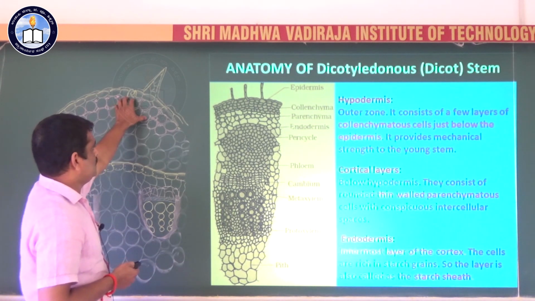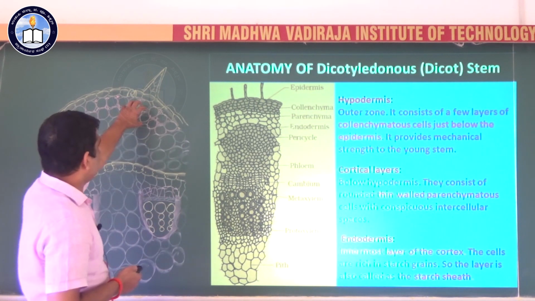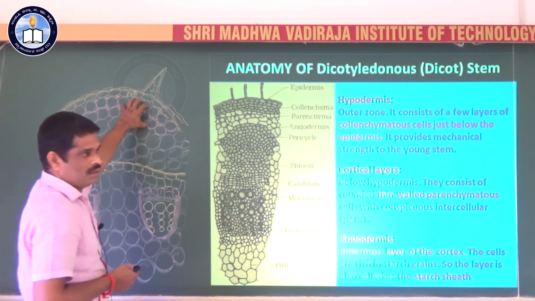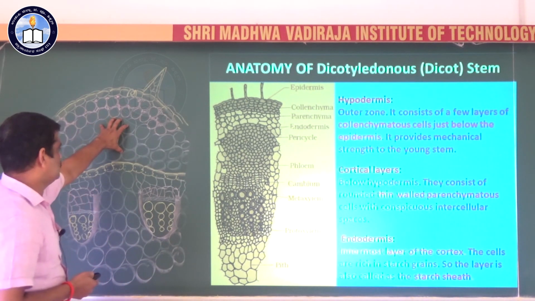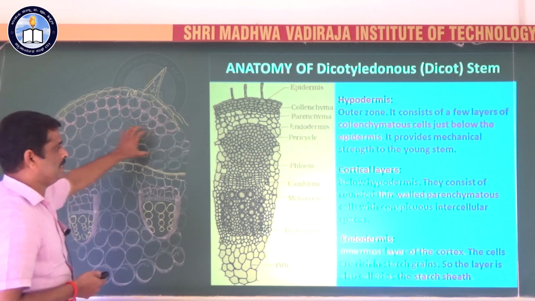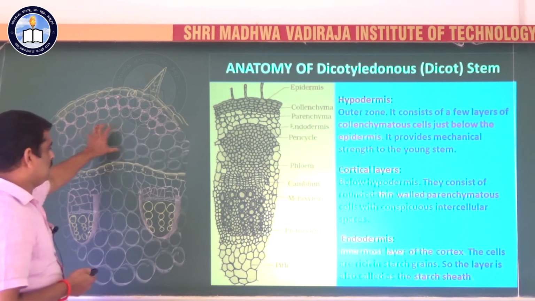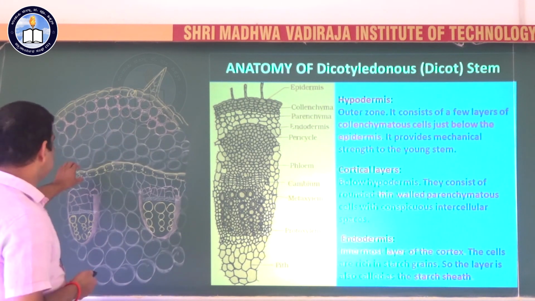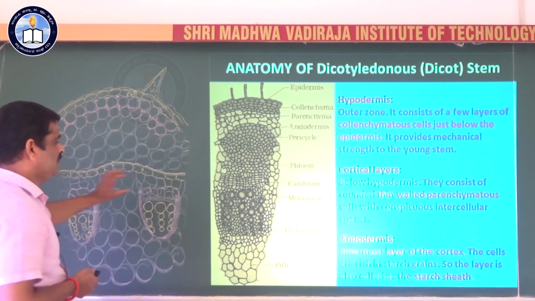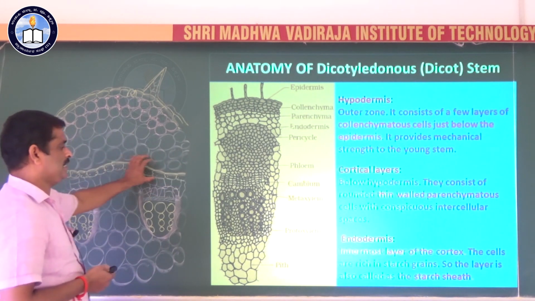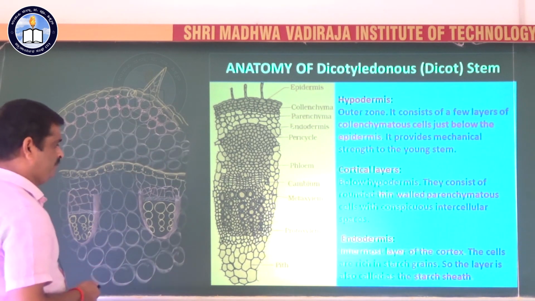The hypodermis is formed of collenchyma cells. It provides mechanical support to the plant organs. And below the collenchyma, the cortical layers are formed of thin walled parenchyma cells with intercellular spaces. Endodermis is the innermost layer of the cortex. The cells are rich in starch grains, so it is also called the starch sheath.